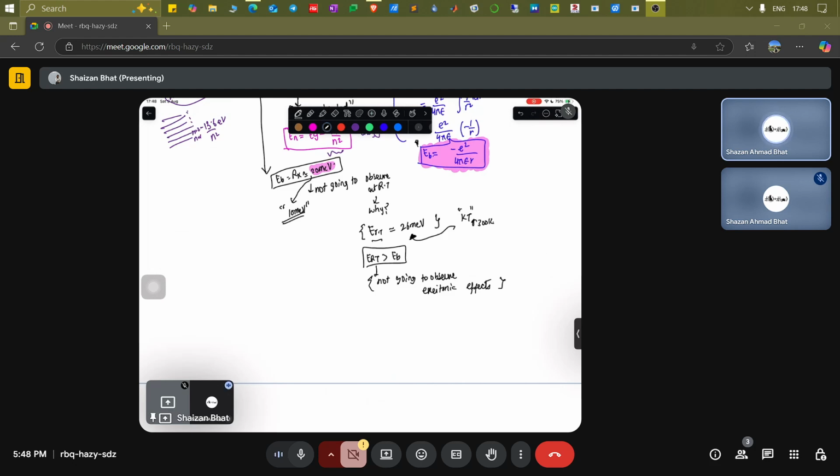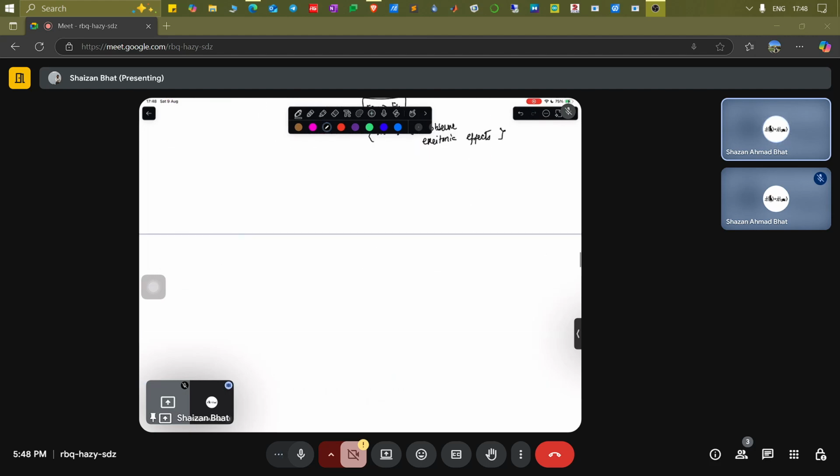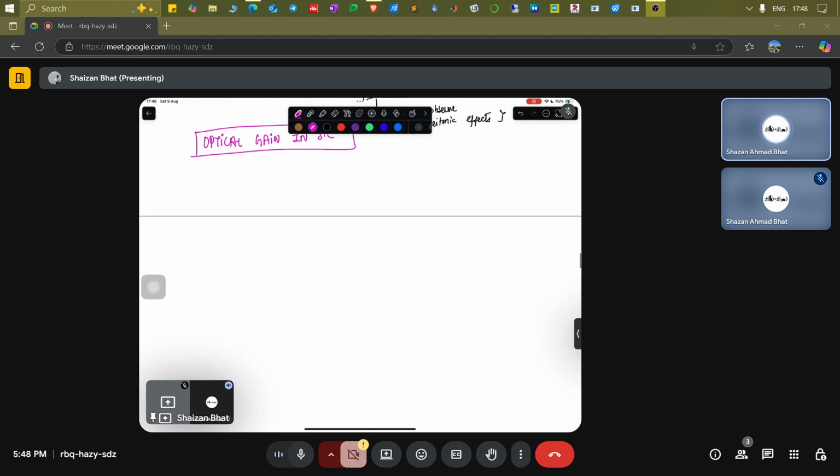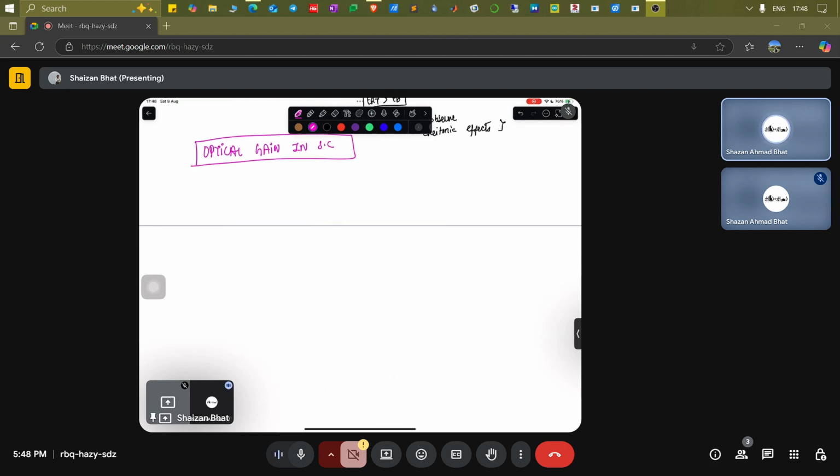Now, what else do we have here? Let's say, for example, we talk about optical gain in semiconductors. Optical gain is simple. We have already talked about it. Optical gain in semiconductors is just the opposite of absorption.